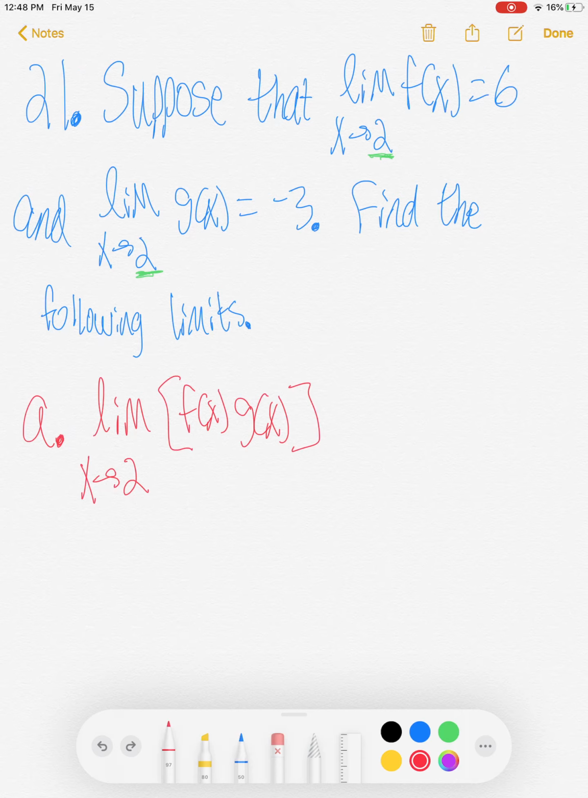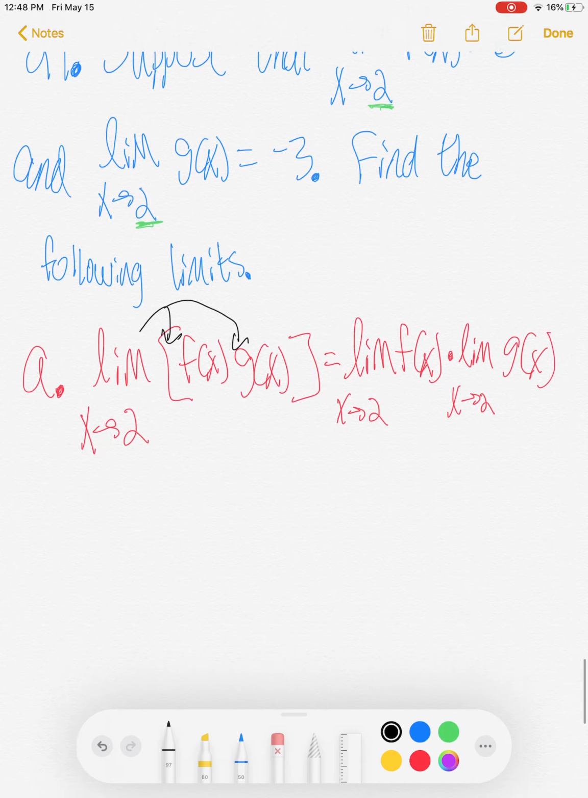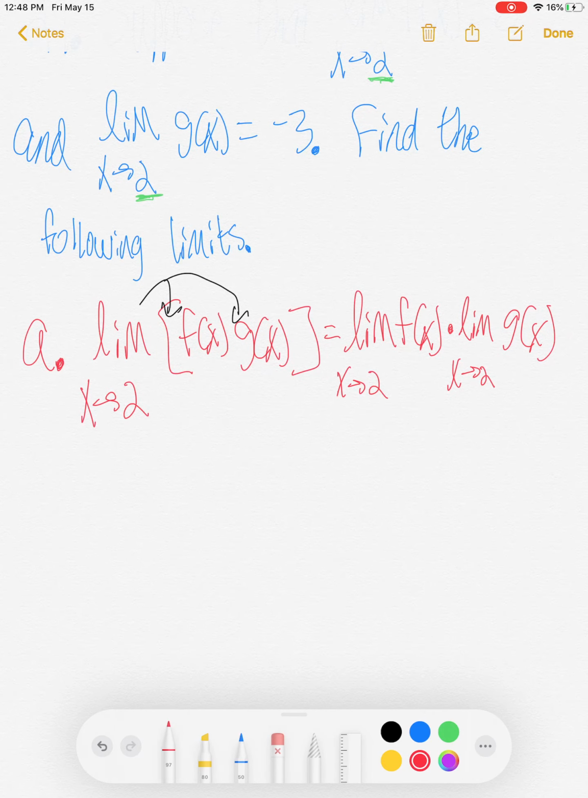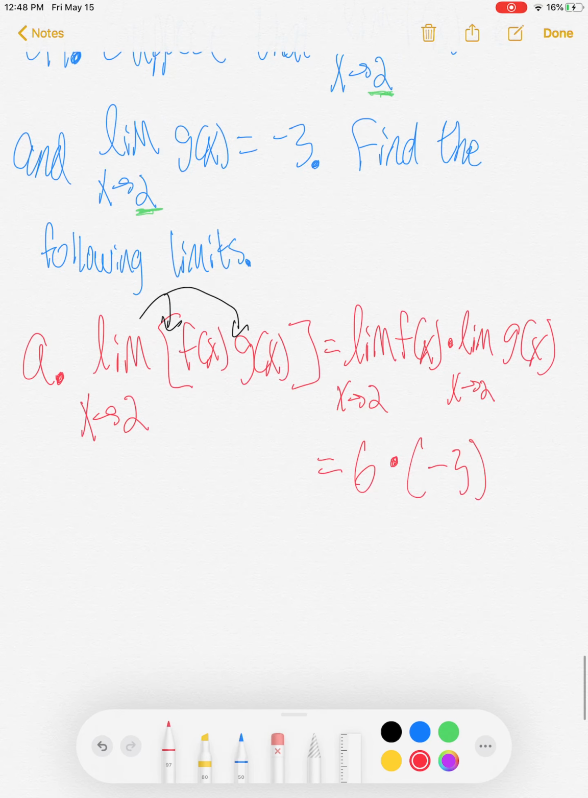Now limits are very nice in that we can distribute the limit to write the limit as x approaches 2 of f of x times the limit as x approaches 2 of g of x. Like I said, we're basically just distributing this limit here and here. We know these two values. They are given to us. The limit as x approaches 2 of f of x is 6, and the limit as x approaches 2 of g of x is negative 3. And so this just becomes minus 18.